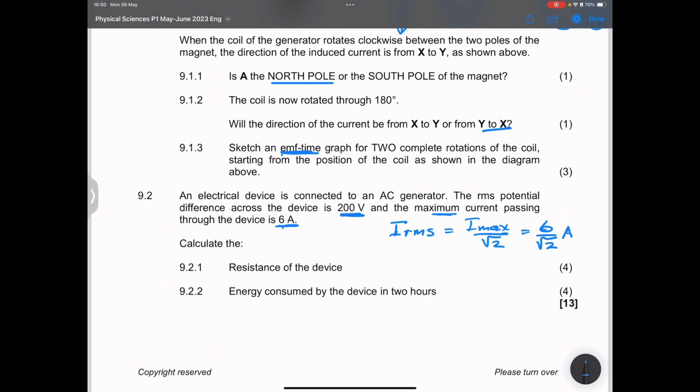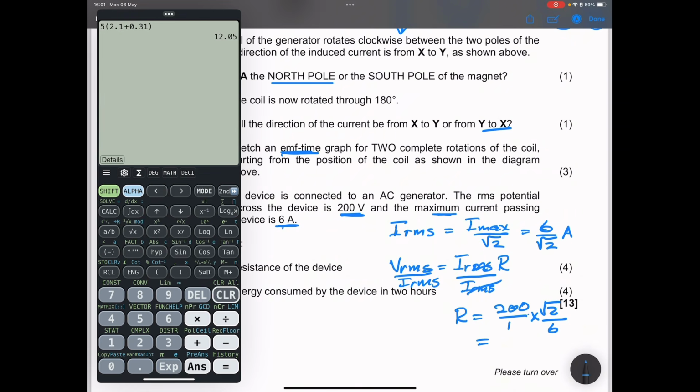Okay, so when we are looking for current, we've got the voltage V RMS. So V RMS is equal to I RMS times the resistance of the device. So all we need to do, ladies and gents, is divide by that current, I RMS, to get the resistance. So R would be V RMS, so that's 200 divided by 6 divided by square root 2, and in this case, I can say multiplied by the inverse, that's square root 2 over 6.